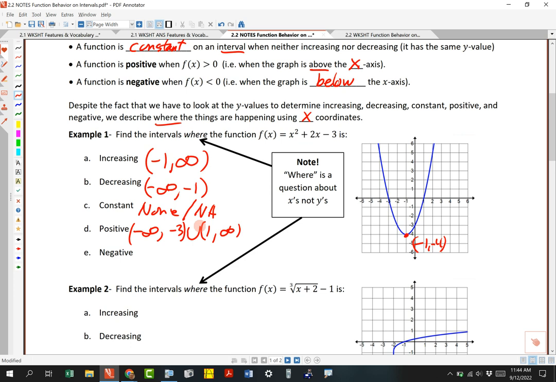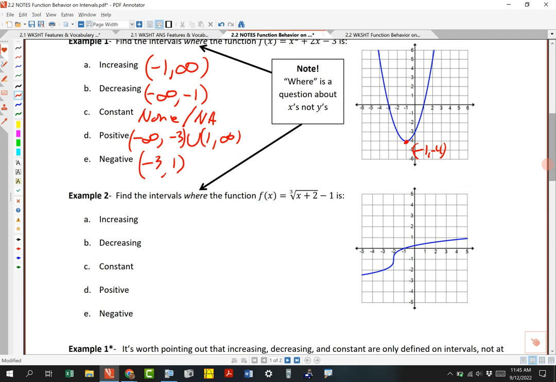Okay, now you may remember things like this. We've got two pieces where it's positive. It's positive over here and it's positive over here. Those are the places where it's above the x-axis. So we have two separate intervals, and the way we put those together is we use that union symbol over here and over here. Happens in both places. And then where is it negative? Well, that would be the other stuff. That would be from -3 to +1, and we do round brackets there.